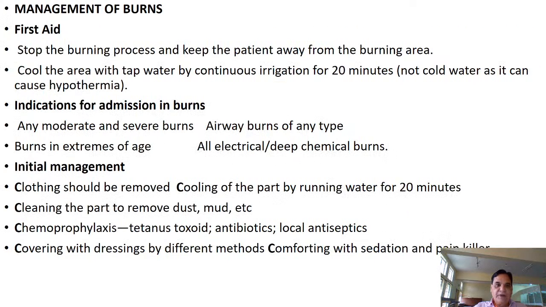No major difference. How do you manage? Simple principle. First aid is most important, and what is done there? Stop the burning process. Because unless the process is stopped, the patient cannot improve. And keep the patient away from the burning area. These are the primary management. Cooling with tap water. No ice cold water. Remember, it is room temperature tap water by continuous irrigation for 20 minutes.